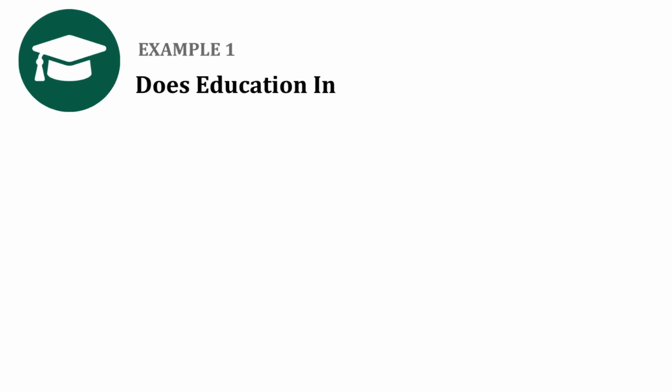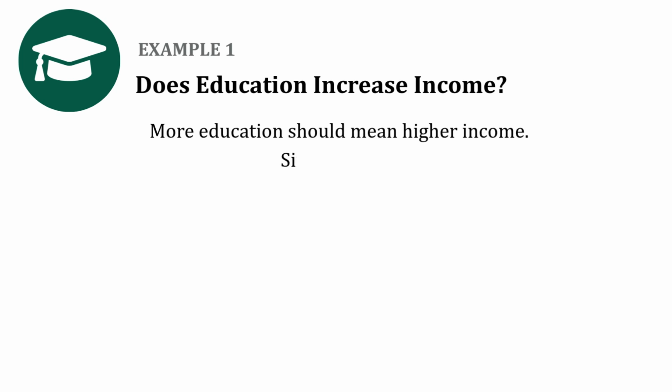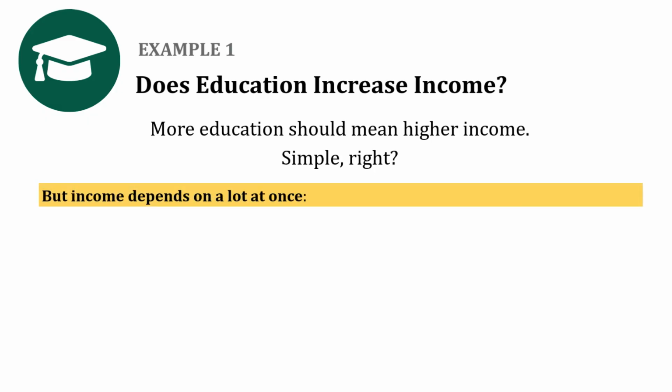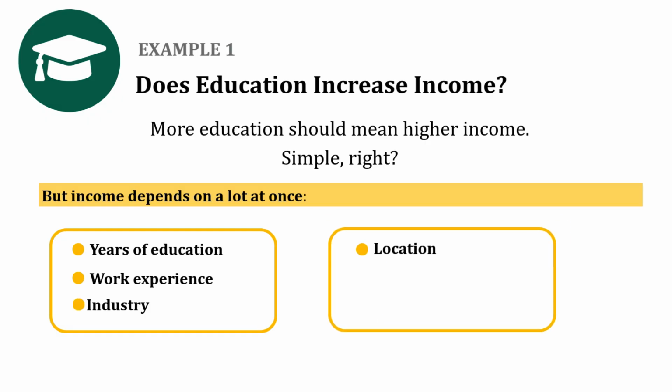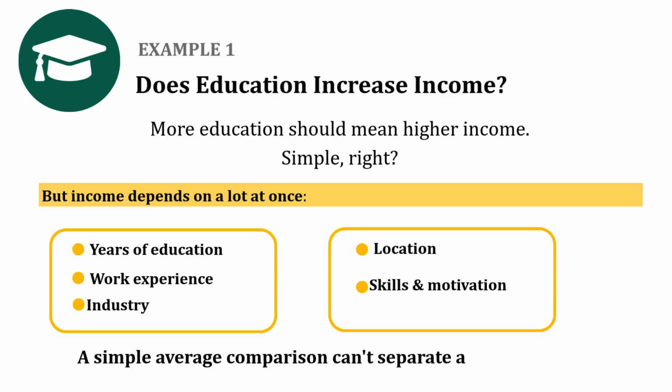Example 1. Does education increase income? More education should mean higher income. Simple, right? But income depends on many things at once, such as education, experience, industry, location, skills, motivation, etc. A simple average cannot separate these out.